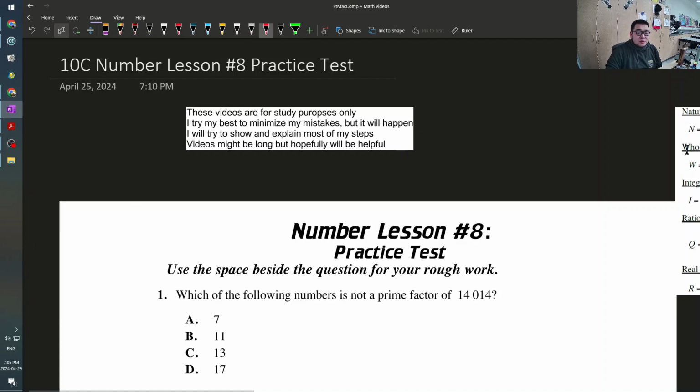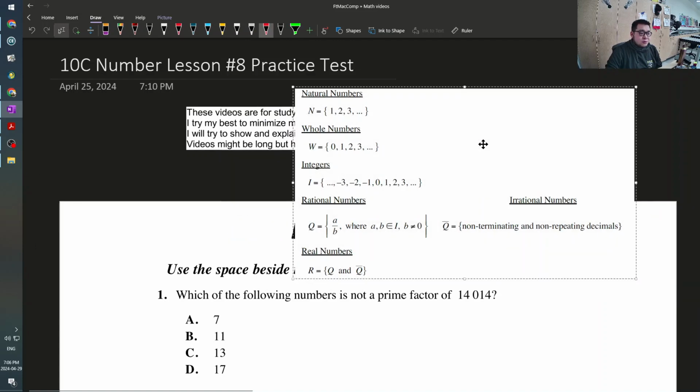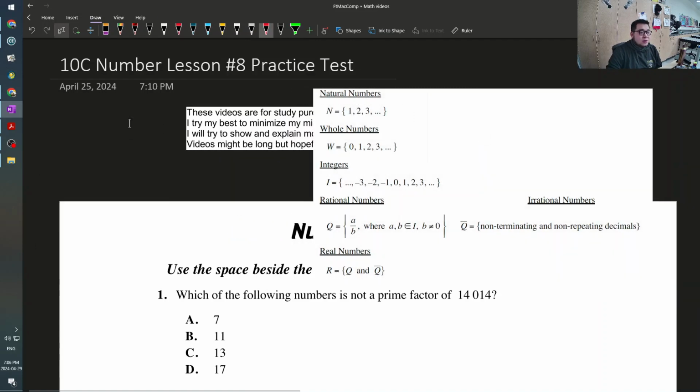Before I get started, I just want to say a few things. In this textbook, natural numbers are 1, 2, 3, etc. Whole numbers include 0. Integers, I, include all the negatives, 0 and positives. Rational numbers are fractions where both a and b are integers, and the number can be 0. The irrational numbers, Q bar, are non-terminating and non-repeating. Real numbers include rational numbers and irrational numbers.